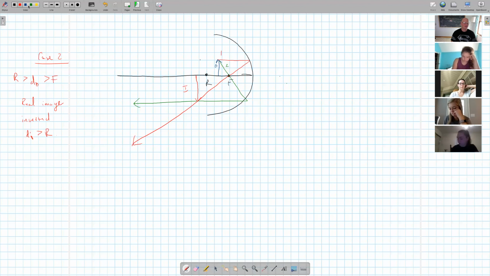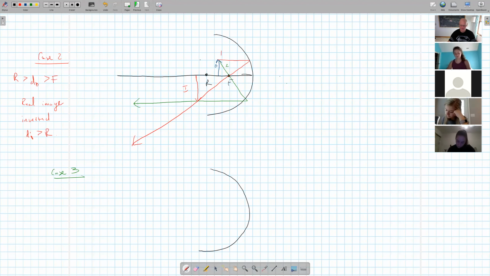Case number 3, so let's do case number 3. I'll do that one in green. Let's see if I can draw it down here. Let's do case number 3. So case number 3 is now, again, we're going to have our concave spherical mirror. So here's my concave spherical mirror. Here is my principal axis. Here's my radius of curvature. Here is my focal point.